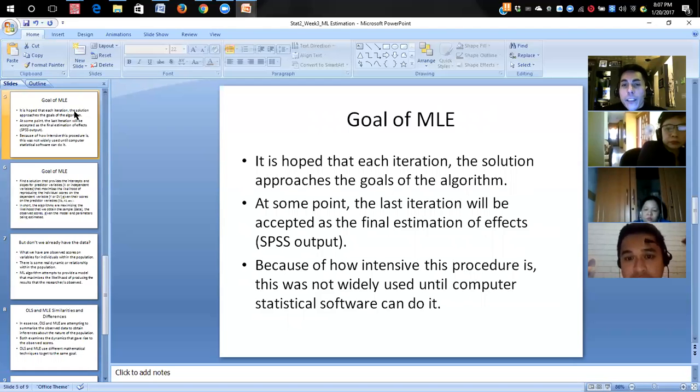At each iteration, it will look at the solution that approaches the goals of the algorithm. So remember that this is a very important concept in maximum likelihood estimation, that it uses an algorithm. That is, again, another fundamental mathematics that all of us need to already have, because I can't go back anymore to explain what an algorithm is, but that's what maximum likelihood estimation uses.